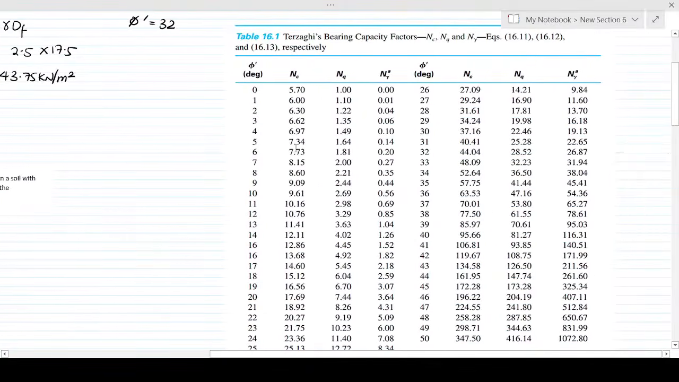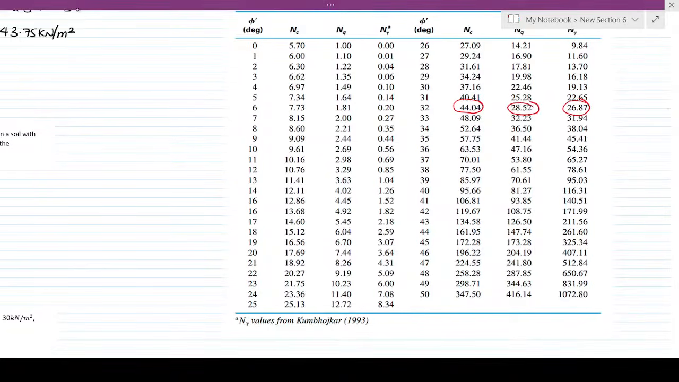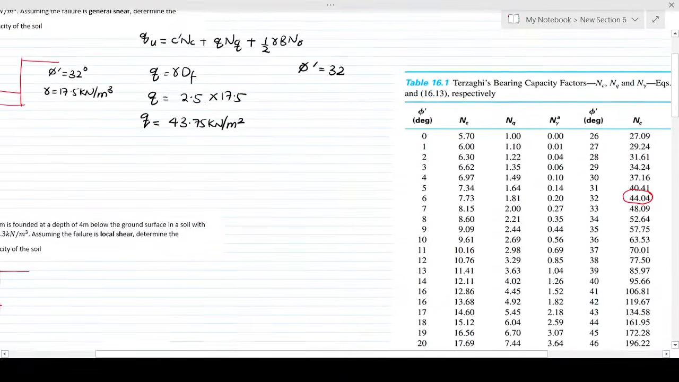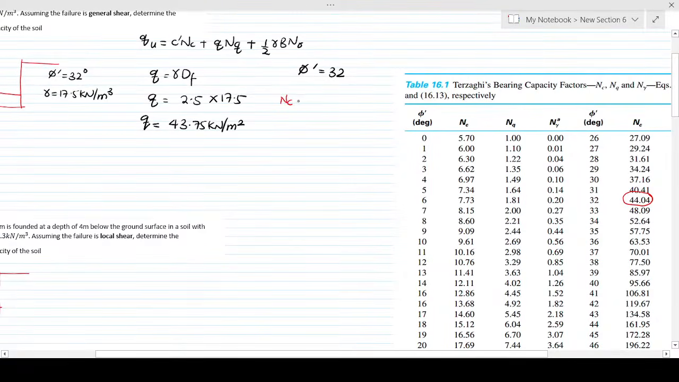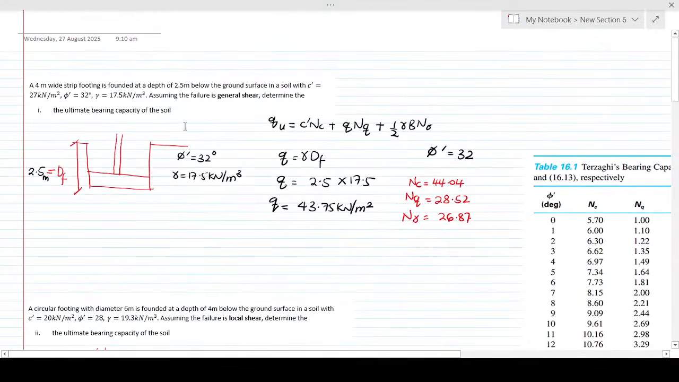So in the question, we have our phi to be 32. So if it's 32, then these are our parameters. This is my Nc, my Nq, my N gamma, so I can put them here. My Nc is 34.04. My Nq is 28.52. And my N gamma is 26.87. So with this, I can now continue with my question.